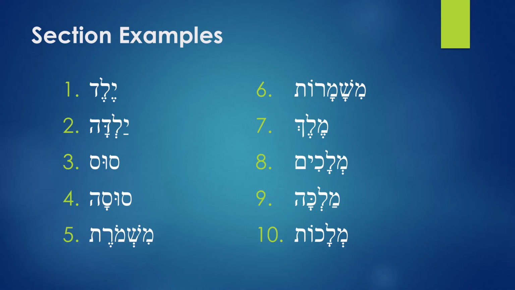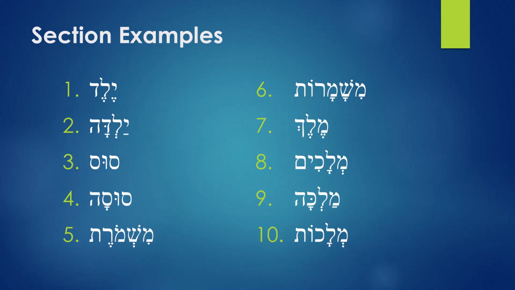Word number 2, we have the word yalda. Yalda is feminine singular. The gender is feminine and the number is singular. Why? Because of the ending. The a ending tells us that the word we're looking at is a feminine word. And because of the a ending, expect it to be feminine singular. Yalda means girl. Yeled means boy. Yalda means girl. And this is its lexical form. This is how you see it in the vocabulary.